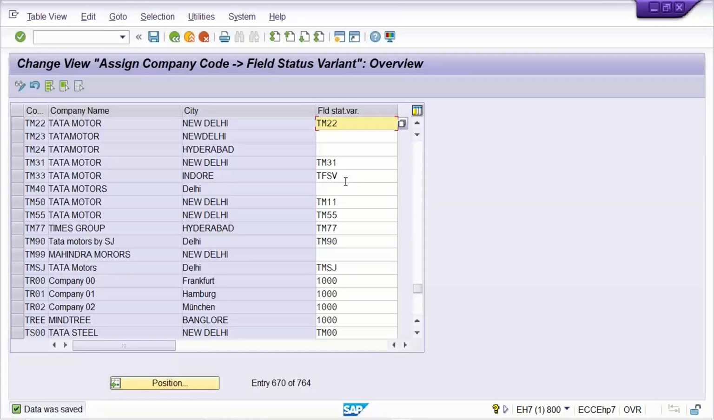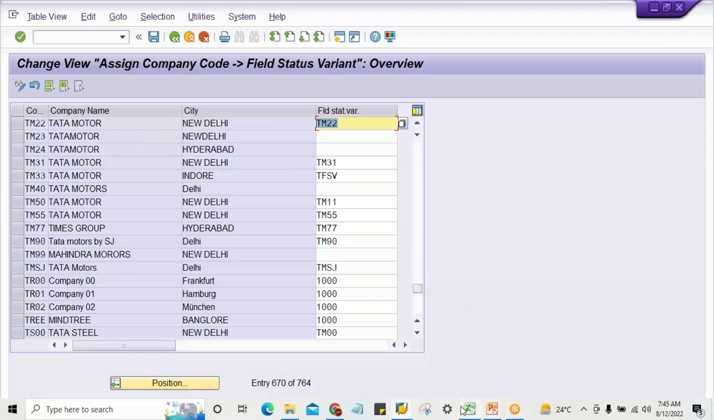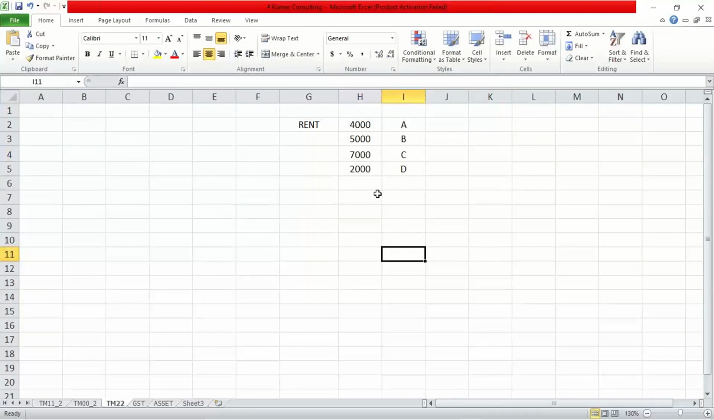Okay. So this is the use. Now here, the field status variant is assigned. Why is assignment required? Of course, there is a logic. Behind each and everything, there is a logic. So now let's suppose multiple field status variants are defined, right? You have a field status variant, let's suppose field status variant 1, field status variant 2.